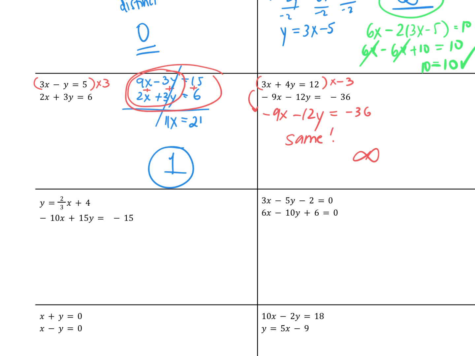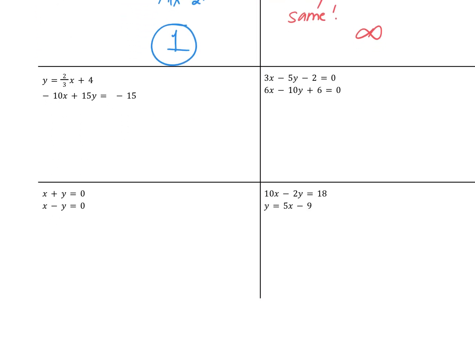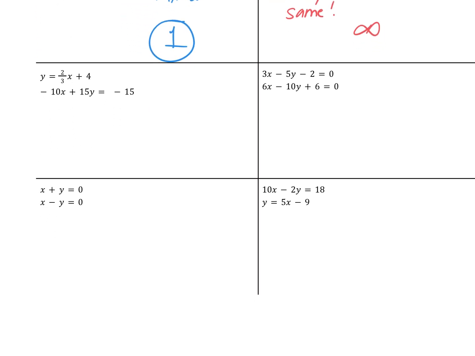Okay. For the next one, I see y equals mx plus b for one equation. So I don't feel like doing substitution. I'm just going to rearrange the second one into y equals mx plus b. That's my personal preference. You could have done a substitution here. That's no problem at all.